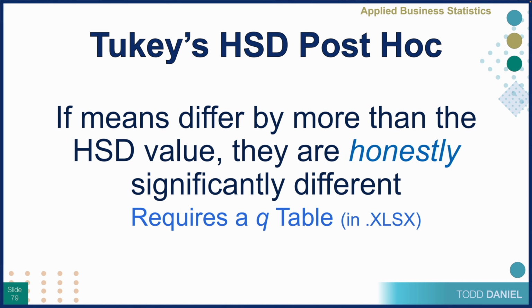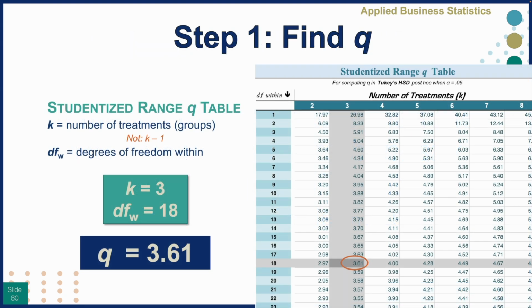We're calculating a single value, such that if the mean differences are greater than this value, they are honestly significantly different. This requires using a Q table, which is also in your spreadsheet. If we're doing this by hand, the first thing we want to identify is how many treatments we have. This is not K minus 1, it's the total number of treatments, which in our case is 3.